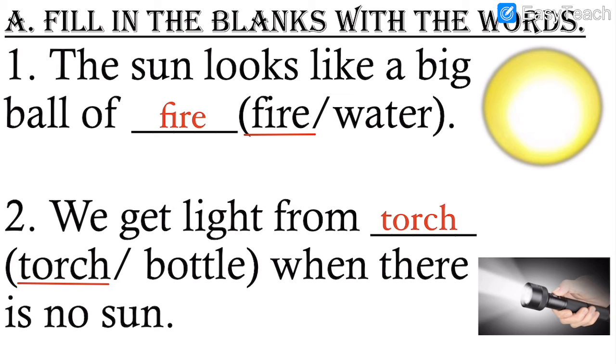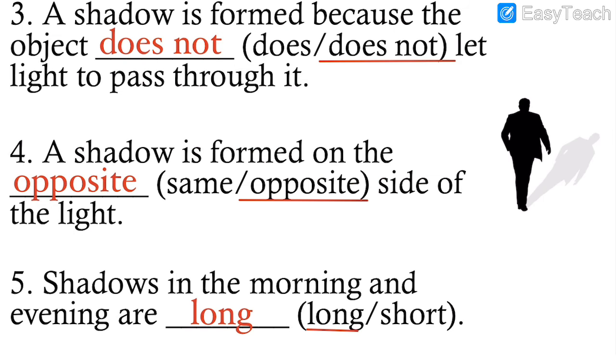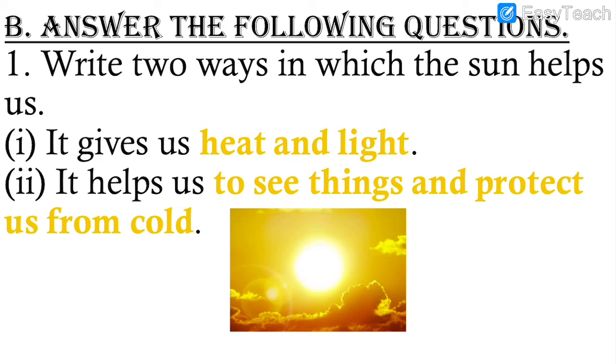The sun looks like a big ball of fire. We get light from a torch when there is no sun. A shadow is formed because the object does not let light pass through it. A shadow is formed on the opposite side of the light. Shadows in the morning and evening are long. So these were the 5 blanks that we just wrote.